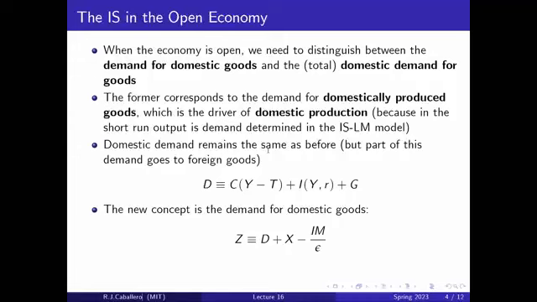We start from the same aggregate demand function that we had in the closed economy: consumption plus investment plus government expenditure. But now we have to draw a distinction between demand by domestic households, companies, and the government, and the demand for domestically produced goods. Z is the demand for domestically produced goods, which is equal to domestic demand plus the demand that foreigners have for the goods produced at home, minus the imports, that part of that expenditure that is going to imports. That means goods produced by other countries.